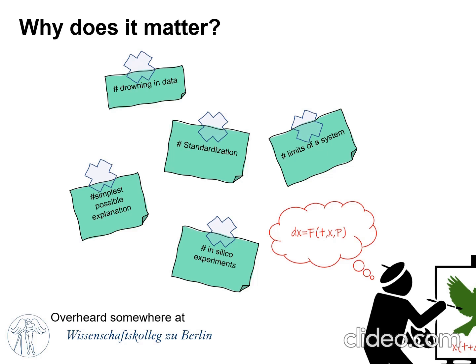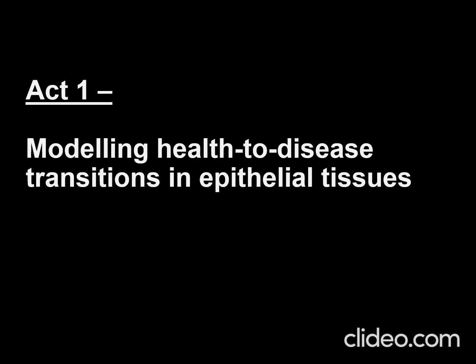With this kind of models, we can also try to look for the simplest possible explanation for a given observation. We can also try to identify what are the limits of a given system that can account for our observation. And finally, we can construct a toy through which we can conduct in silico experiments. So a representation, a formal representation.